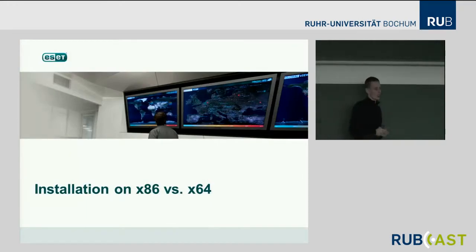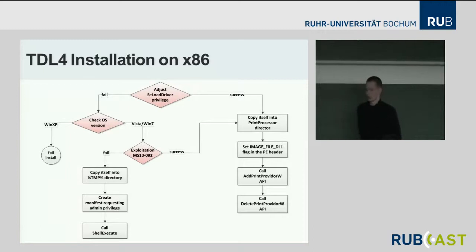Let's consider the installation algorithms of this malware on 32-bit operating systems versus 64-bit operating systems. What happens when this malware is run on the system? First of all, to be able to install a kernel mode driver, it requires certain privileges. So first it tries to adjust the SeLoadDriverPrivilege, which allows the malware to load a kernel mode driver in the system.